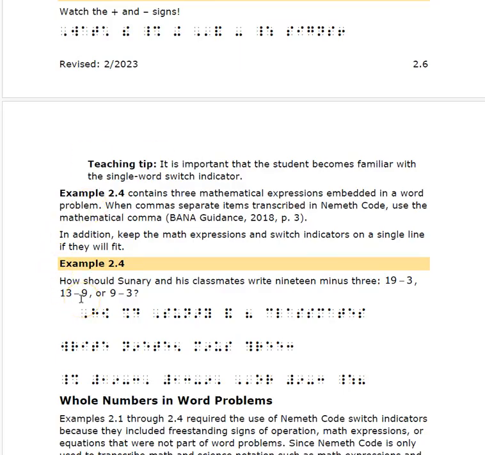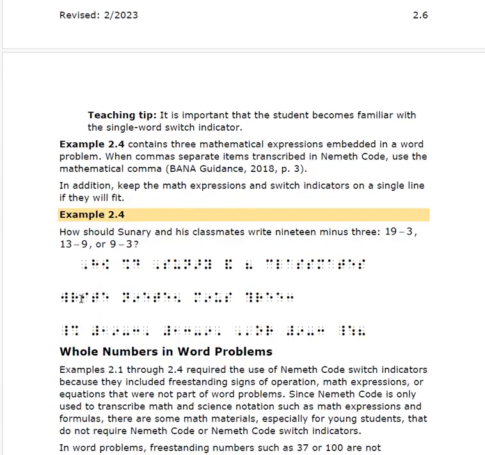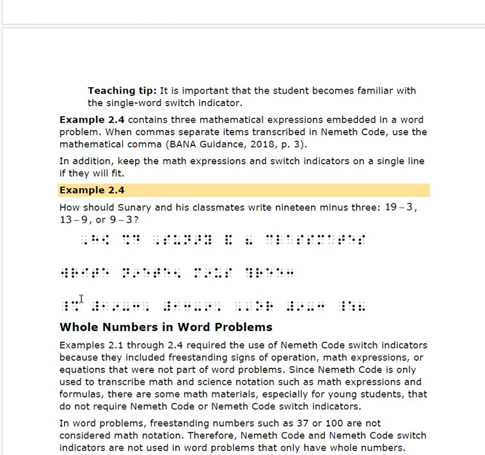Example 2.4. We've got math embedded in a word problem. When commas separate items, use the mathematical comma. So it says, how should Sunnery and his classmates write 19 minus 3, colon. So notice that was in words. So you also write it in words. Then they start Nemeth 456SH, and we've got 19 minus 3, comma, which is a dot 6.